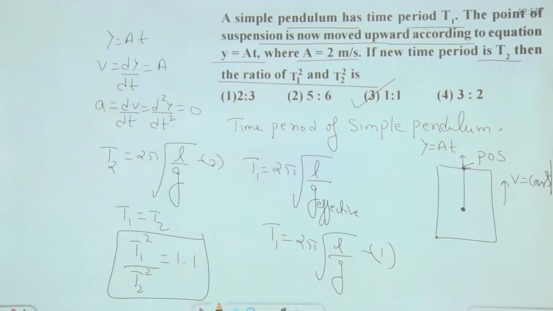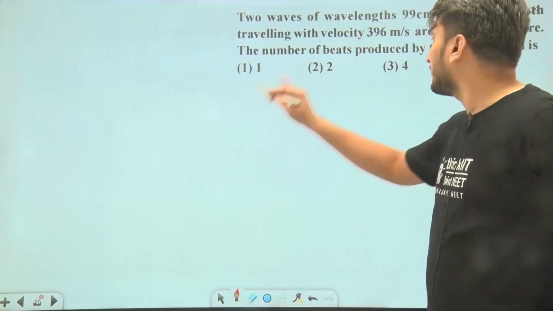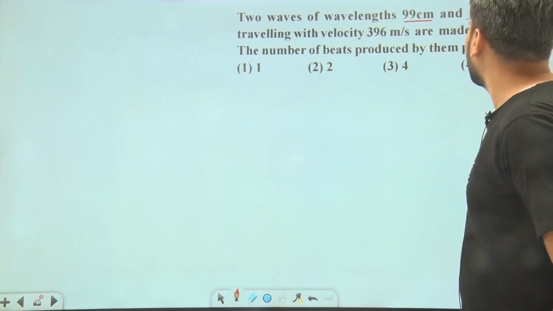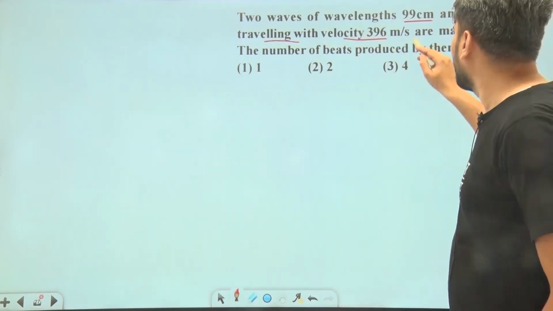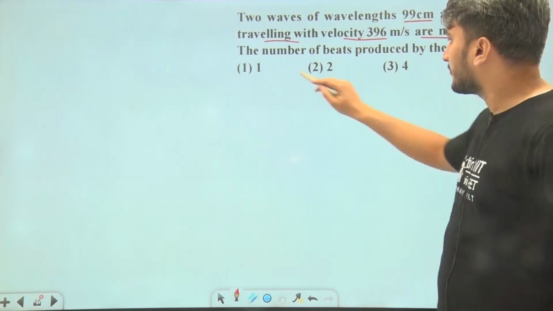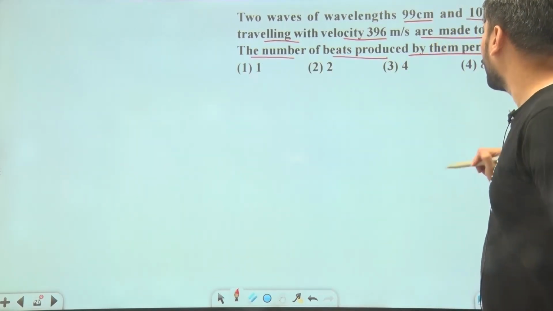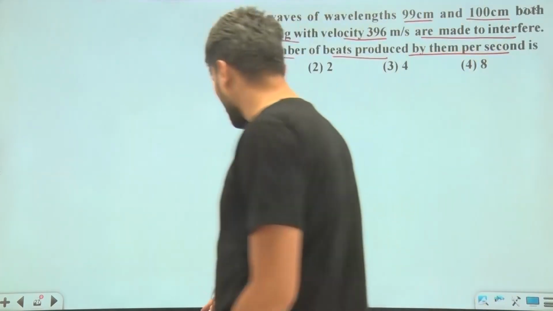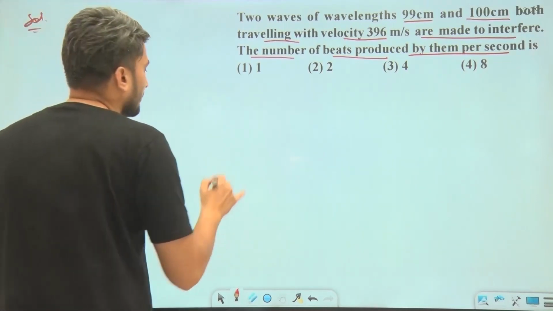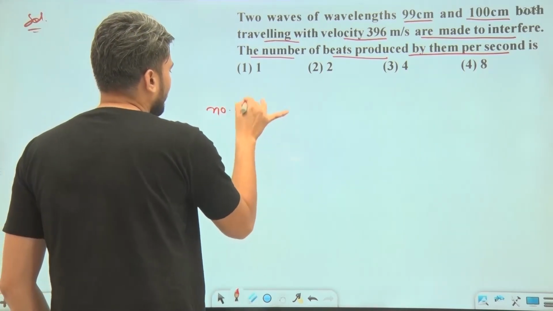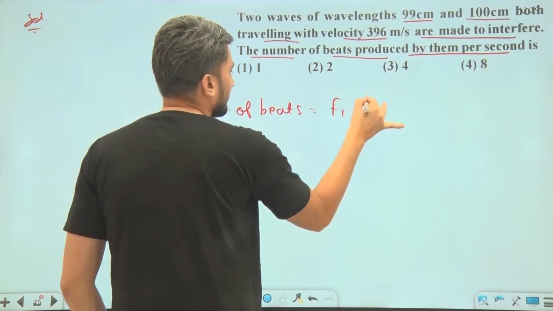Got it? Hello students, the question is: two waves of wavelength 99 centimeter and 100 centimeter, both traveling with the velocity 396 meter per second, are made to interfere. The number of beats produced by them per second is. So it is talking about the number of beats. The number of beats is calculated by F1 minus F2.